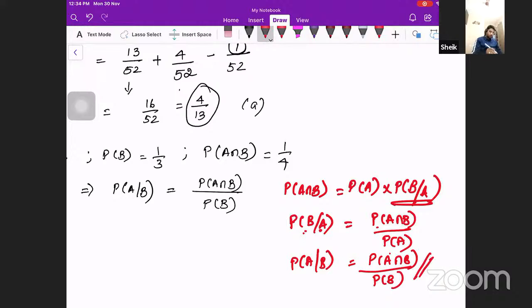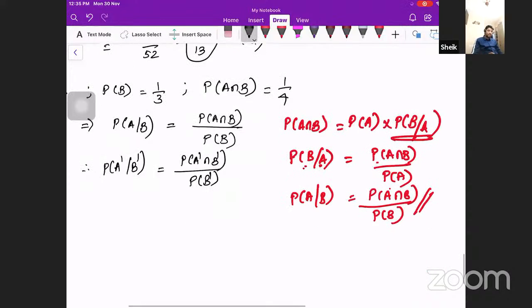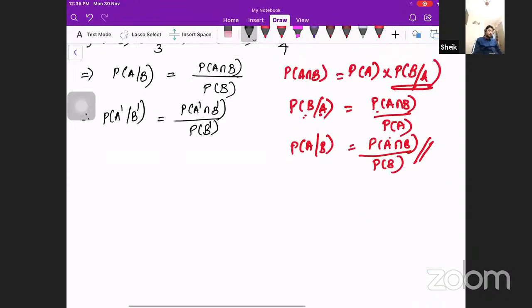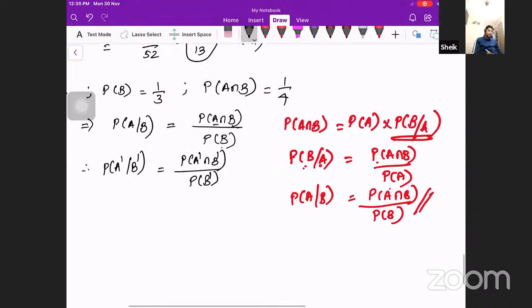Now, P of A given B is P of A intersection B divided by P of B. So P of A dash given B dash is going to be P of A dash intersection B dash divided by P of B dash. Is it clear? Here, A given B means A, B. Since the question is A dash given B dash, wherever A is there, just replace it with A dash, and B with B dash.